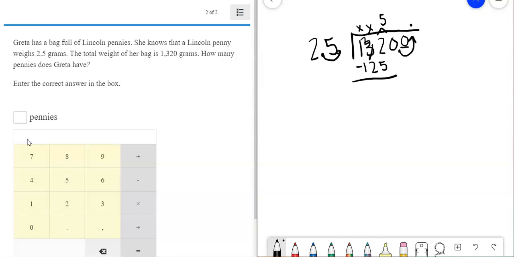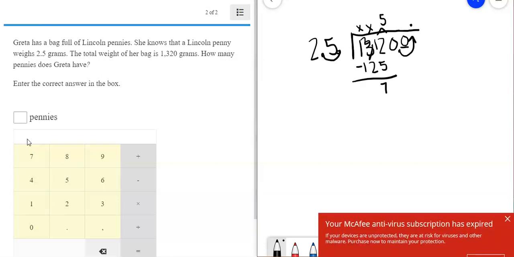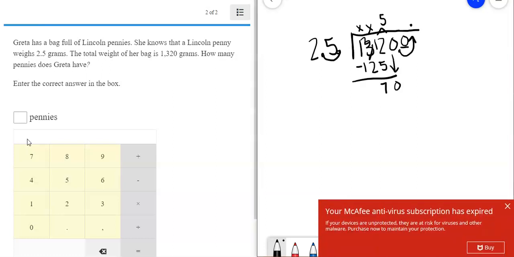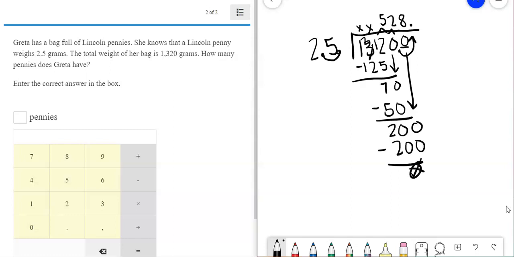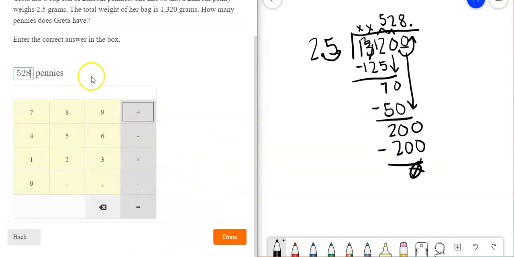I need to borrow. 12 minus 5 is 7. Bring down my 0. 25 times 2 is 50. 70 minus 50 is 20. Bring down my 0. 25 goes into 200 8 times, because that is 200. So she has 528 pennies. And that's it for Check Understanding.